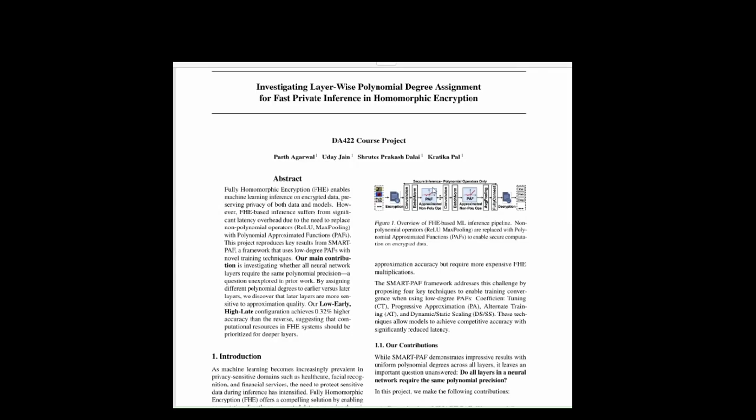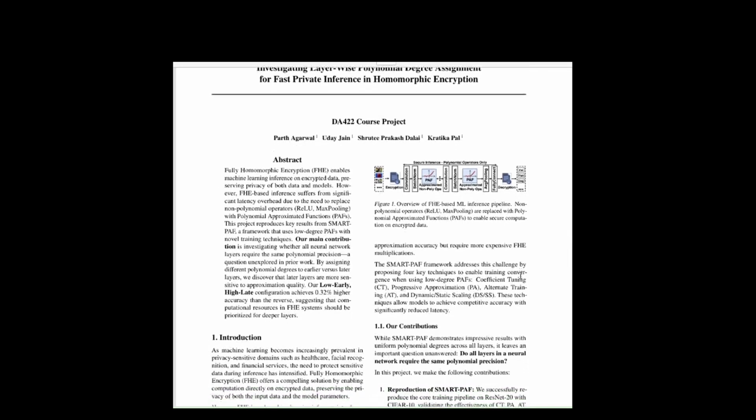In this project, we reproduce the results of a framework called SmartPath, which helps train these polynomial networks. But we also asked a new question. Do all the layers in the neural network require the same polynomial precision? We discovered that they actually do not. Specifically, later layers are much more sensitive to approximation quality. Our experiments showed that assigning lower degree polynomials to early layers and higher degree polynomials to later layers, that is a low early and a high late configuration, actually improves accuracy compared to the reverse case.